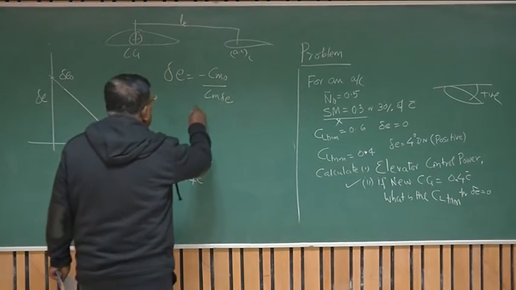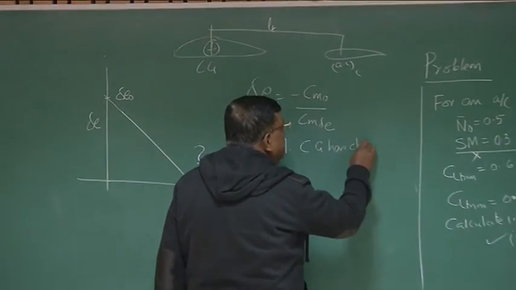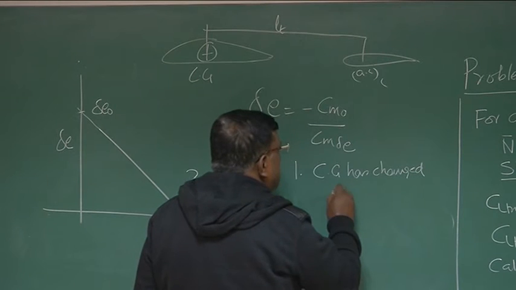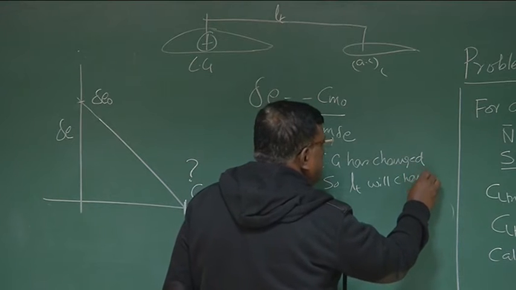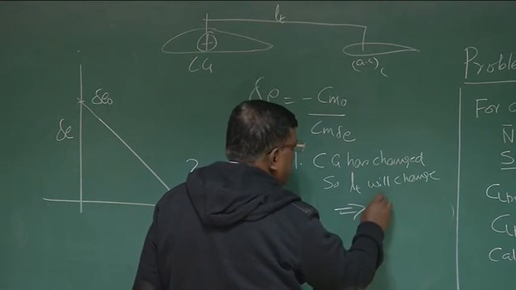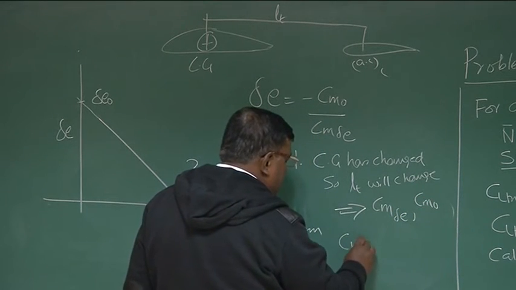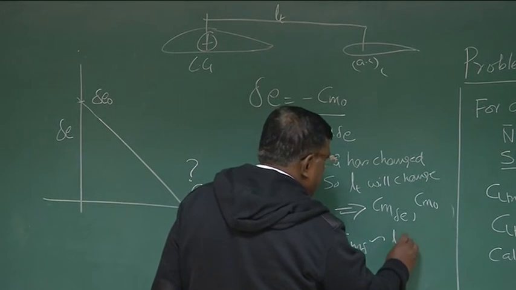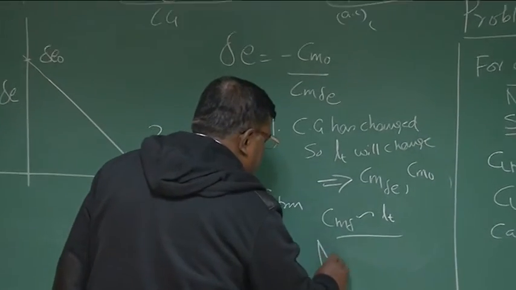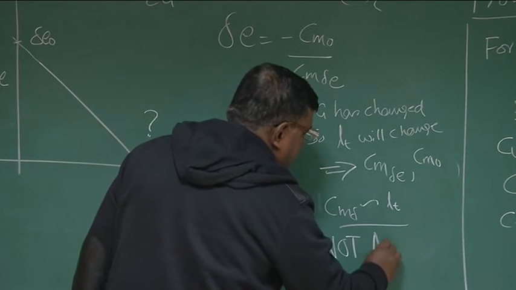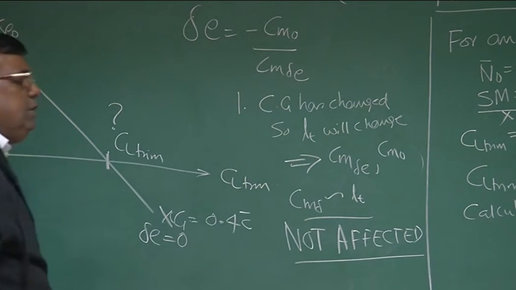So what is the assumption? We understand that CG has changed, so Lt will change, and that will affect the value of Cm delta E and Cm naught to some extent, because Cm delta E we know is proportional to the tail moment arm. But in this problem, we are assuming not affected. These two derivatives are not affected. This is the assumption, which is not very unrealistic.